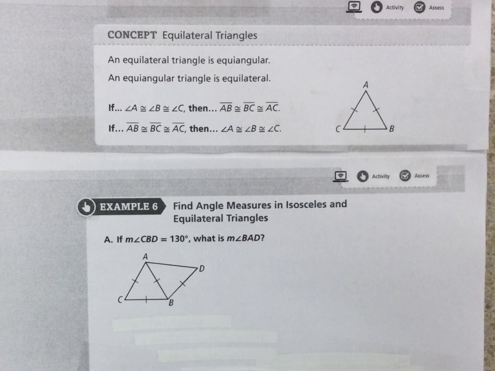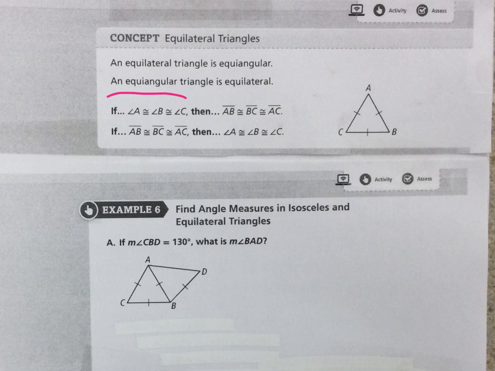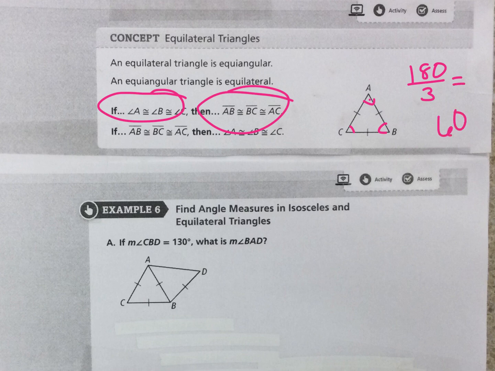This is an equilateral triangle. All the angles are equal and all the sides are equal. If all these angles are equal, I know all the angles in a triangle equal 180 degrees, and if all of them are equal, each one of them has to be 60 degrees, don't they?